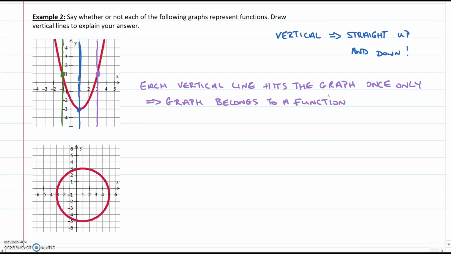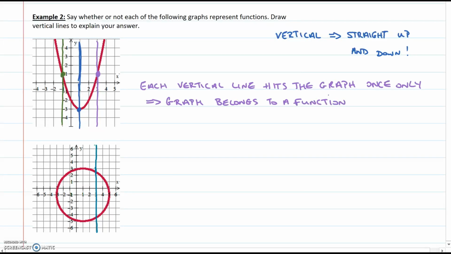Alright, let's look at the second example, which is the example of the circle. Okay, and we'll try the same thing here. So let's take a pen and draw a line. We can draw it anywhere at random through the graph. Let's say we draw this one, and remember the only condition is that it has to be vertical.